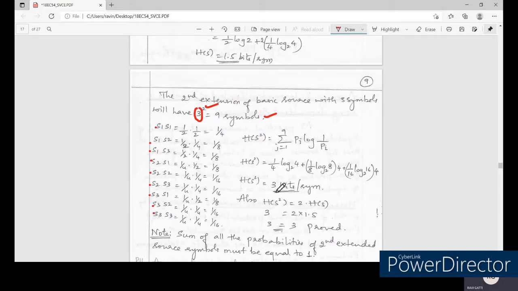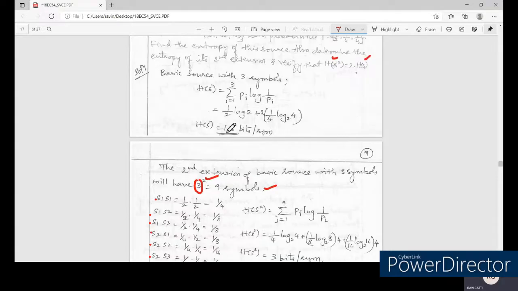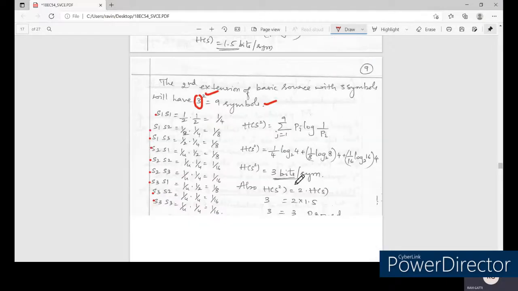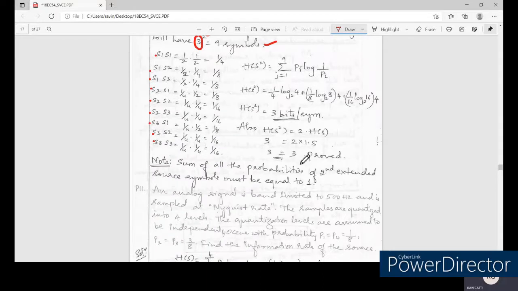So what is H of S square? We have 3 bits per symbol, which is equal to 2 into the original source entropy, which is 1.5 bits per symbol. If I substitute that, LHS is equal to RHS. Therefore, we can say that even the second extension holds good for this property. And we can note over here that the sum of all the probabilities of the second extension source must be equal to 1. Why? Because we know that the sum of probability of all the symbols should be equal to 1.